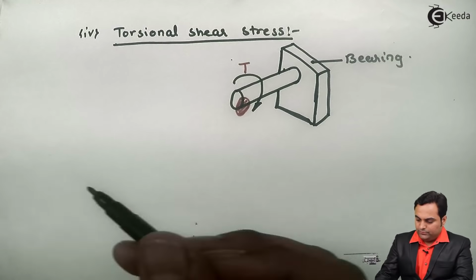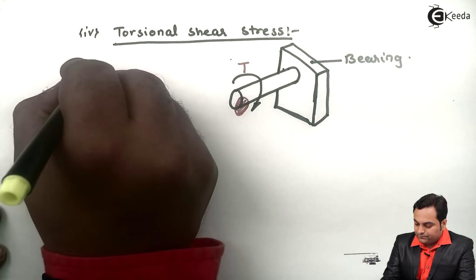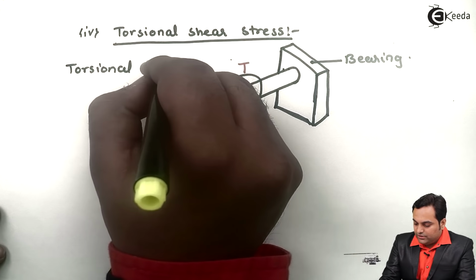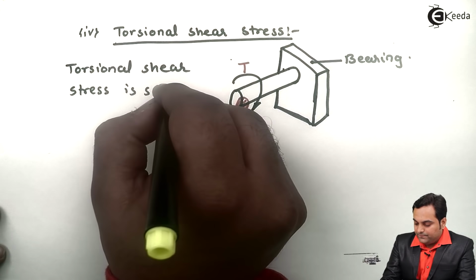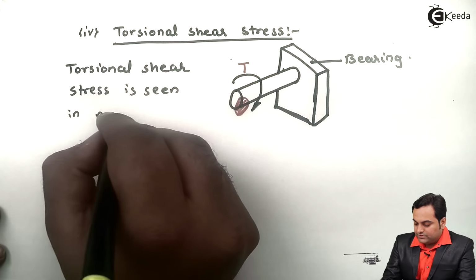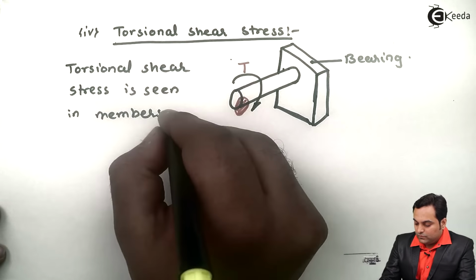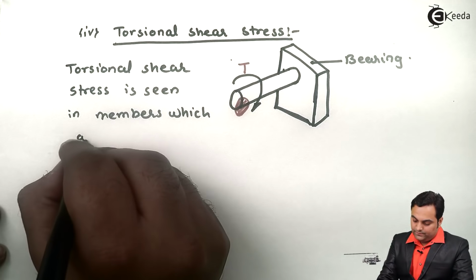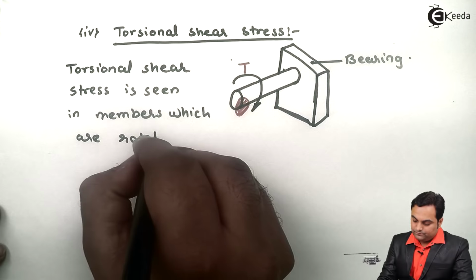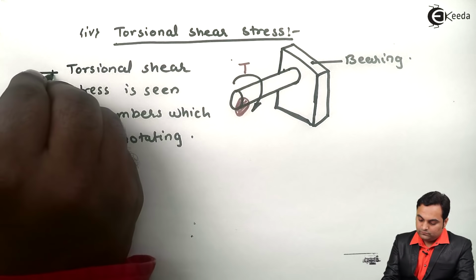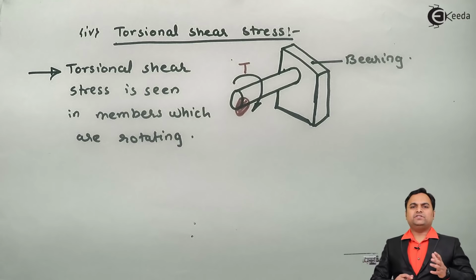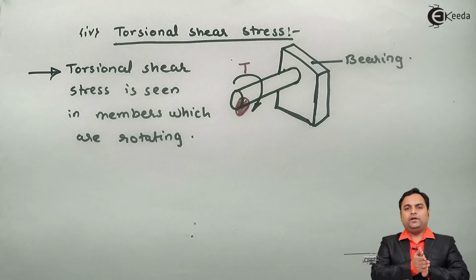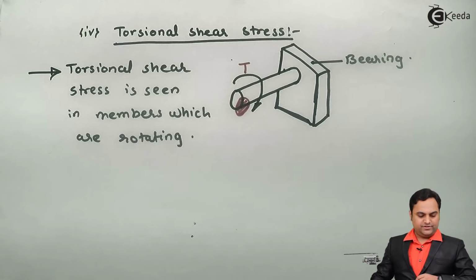So here I'll write down the important points, that torsional shear stress is seen in members which are rotating. So torsional shear stress will be there in those members which are rotating, and because of that rotation there are chances of each of the layers slipping. So this is a case of torsional shear stress. Next, after this we have crushing stress.